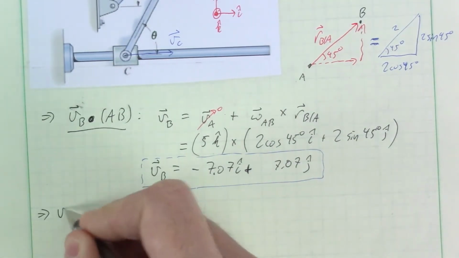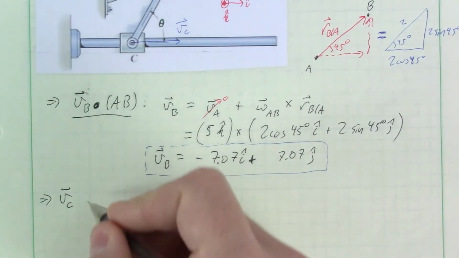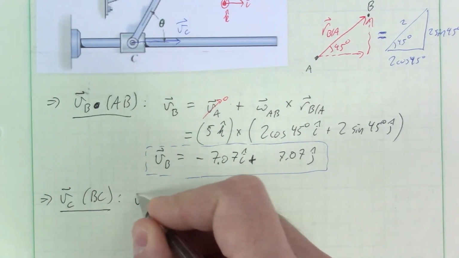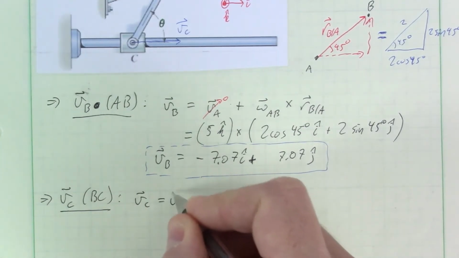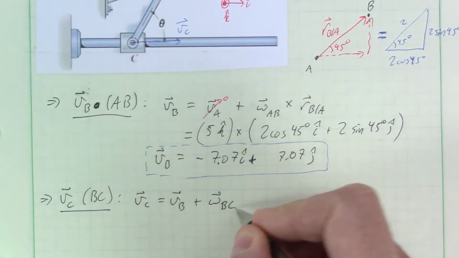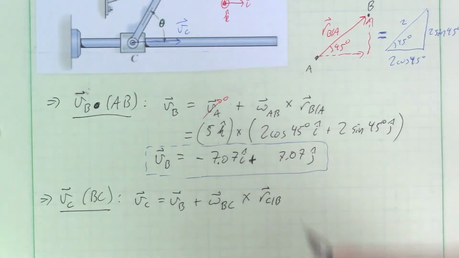Now let's analyze the velocity of C, to get to our answer. Here we're going to use rigid body BC with our relative velocities, which says that the velocity of C is the velocity of B, which we now know, plus the rotation of the BC rigid body crossed into the position vector of C relative to B, as if B was the observer here. Now we'll do a similar picture to what we did up here.